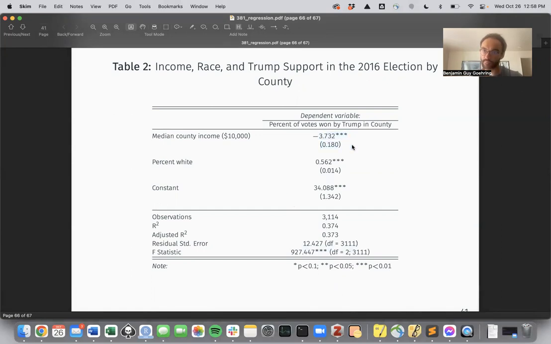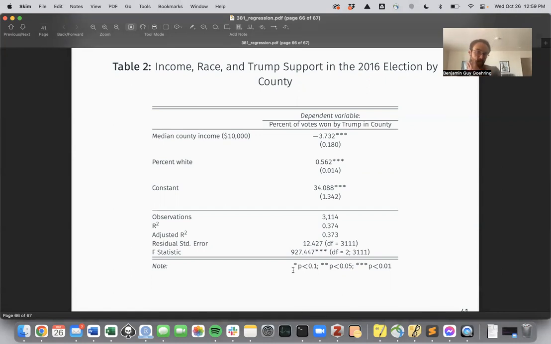Likewise, we can also flip that and say, okay, let's hold fixed the racial composition of a county. Let's hold fixed what percent of that county is white. And then let's increase the county's income by $10,000. On average, holding constant racial composition, increasing a county's median income by $10,000 correlates with a decrease in support for Trump of 3.7 percentage points.